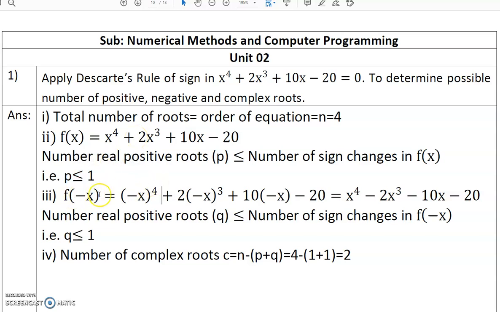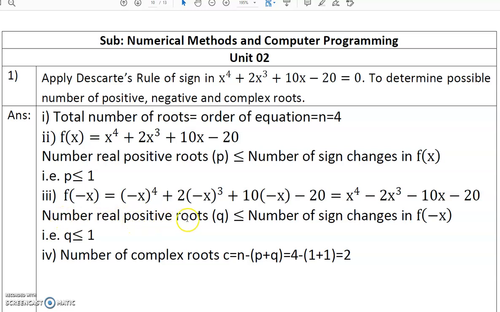Then we will determine f of minus x. So x is replaced with minus x: minus x raised to 4 plus 2 into minus x cube plus minus 10x minus 20. Minus x raised to 4 will be x raised to 4, minus x cube will change the sign, minus 2x cube, and 10 into minus x will give minus 10x minus 20. So how many sign changes are in f of minus x? Plus to minus, one sign change, minus to minus, no sign change, minus to minus, no sign change. That is, there is only one sign change, from plus to minus.